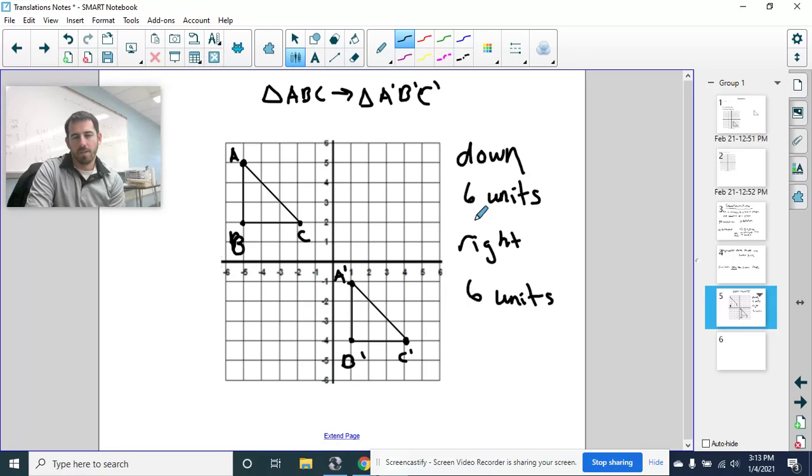Now, the last thing, you don't need to check all of the points. If I gave you this triangle and said, hey, do this transformation, then yeah, you have to do each point. But since we checked one point, the other points would be exactly the same. If I looked at A and I went down 1, 2, 3, 4, 5, 6, and then right 1, 2, 3, 4, 5, 6, you notice you're in the same spot. It went down 6, right 6. Same with B, down 6, right 6. It's in the same exact spot. That is a translation.